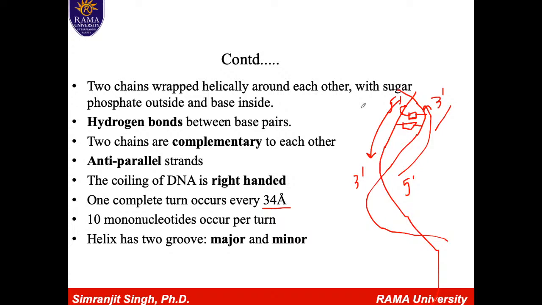Including one major groove and one minor groove, the whole distance, the longest length of your DNA covered by the nitrogenous base pairs, is around 34 angstrom. And this one turn includes 10 nucleotides. So your 10 nucleotides are present during this one turn. And this helix, as I just discussed, has a major groove and a minor groove.